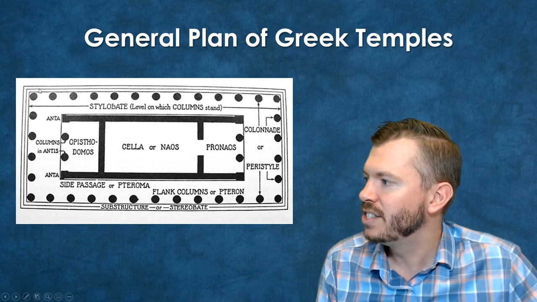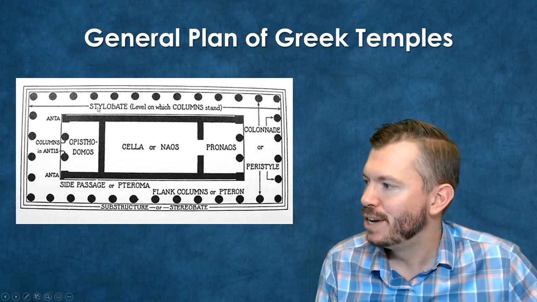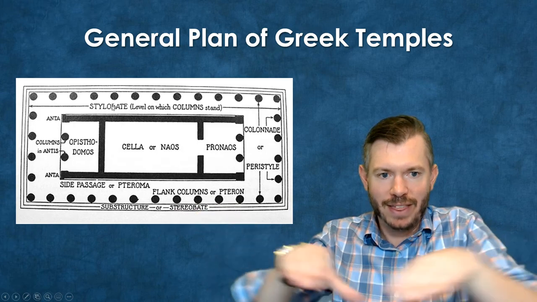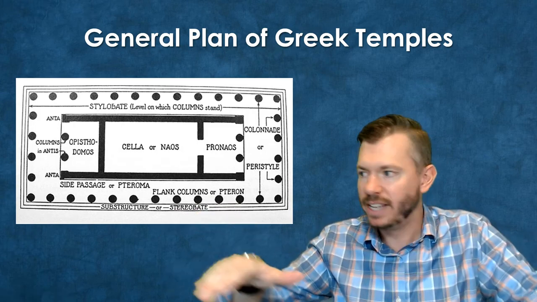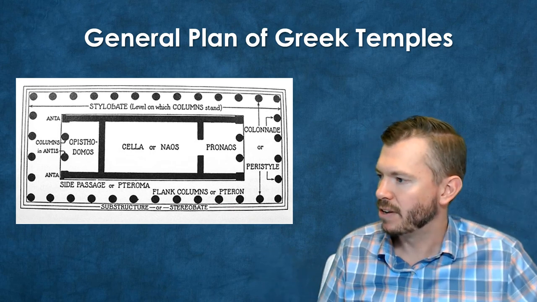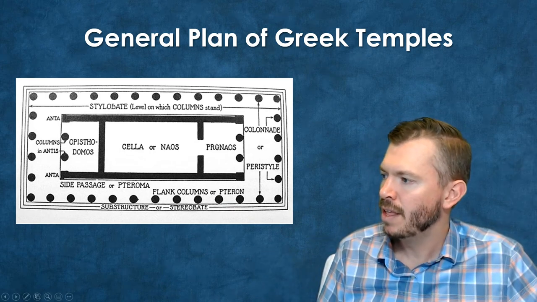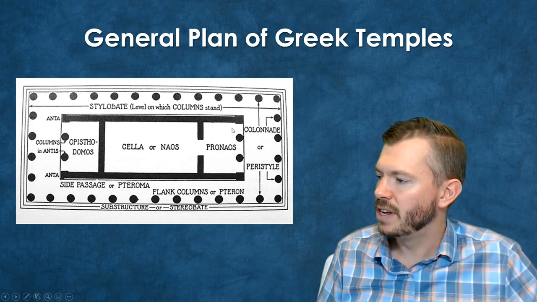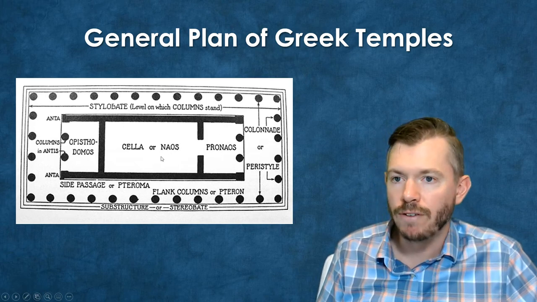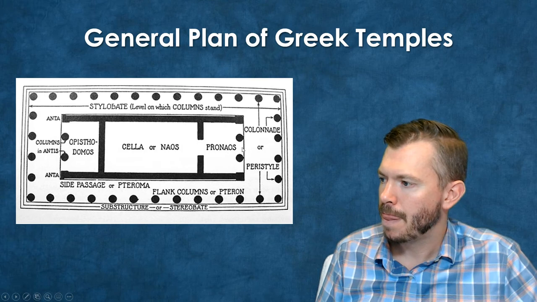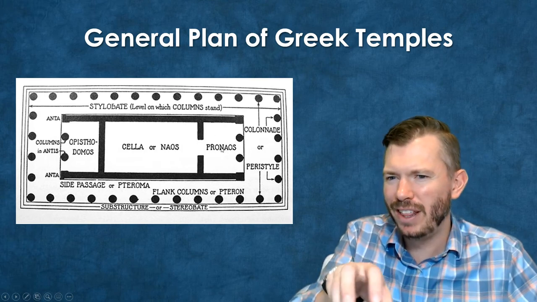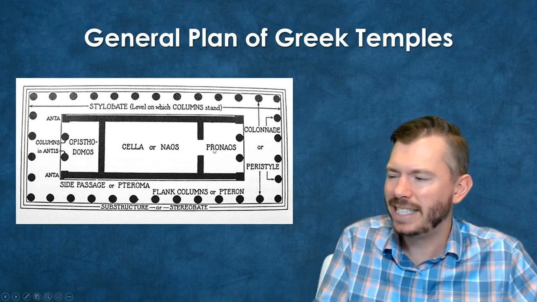It all stands on a platform known as a stylobate. They level something out and have a stone platform on which everything stands, that's known as the stylobate. All the columns of the peristyle stand on top of that. And then you have the sanctuary itself. You have the pronaos. Naos is the Greek word for sanctuary. And so this is the little vestibule, the little entryway before you get into the main sanctuary.